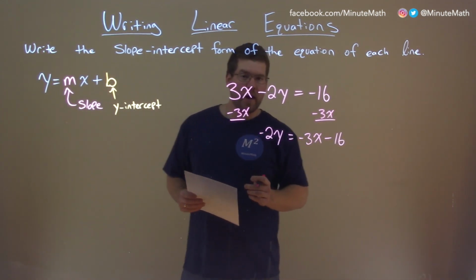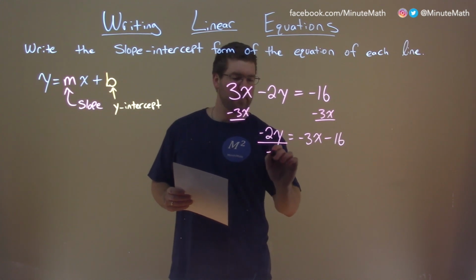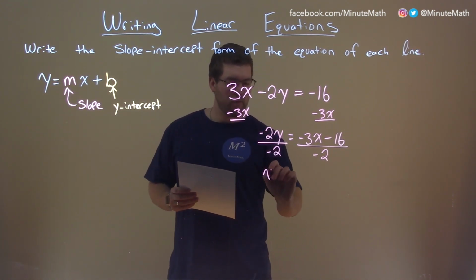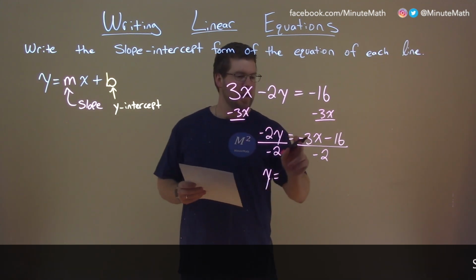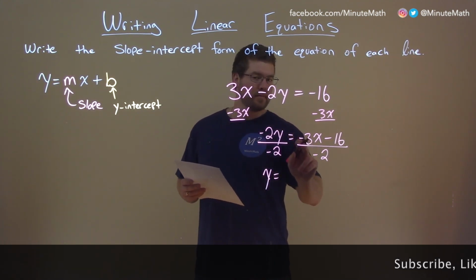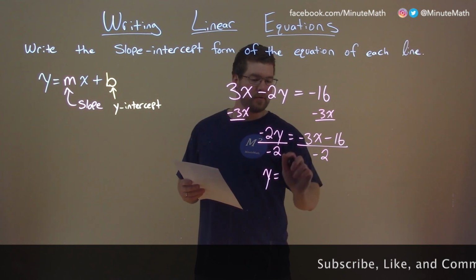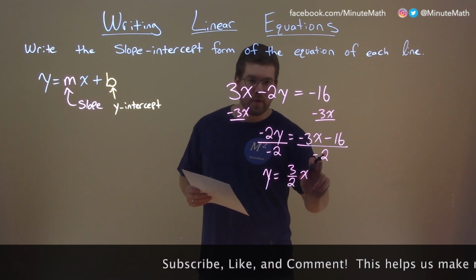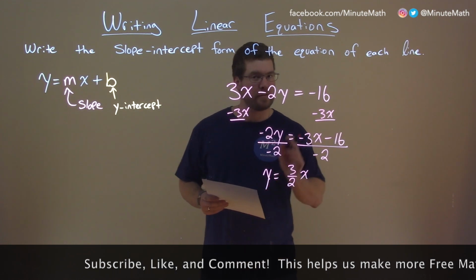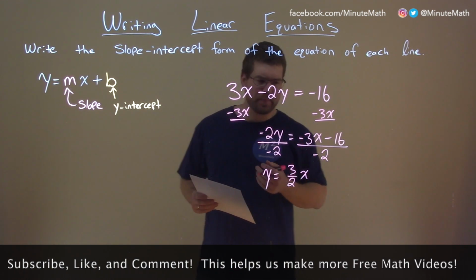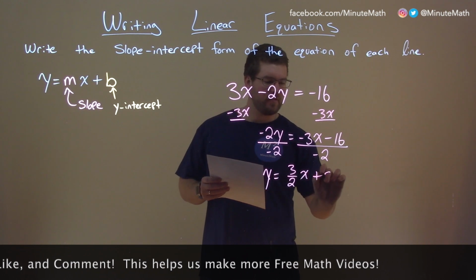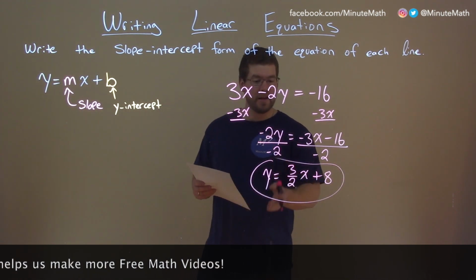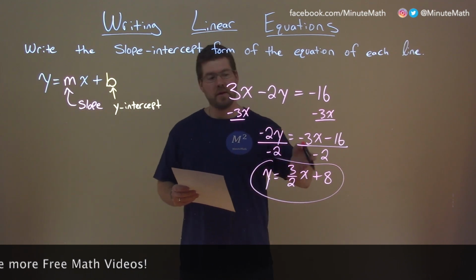We now have to divide by a negative 2, opposite of multiplication here, to both sides, leaving me y by itself. Negatives cancel out here, right, for the negative 3 and the negative 2, so we have 3/2 positive x, and remember, negative 2 needs to go into the negative 16, or minus 16. That becomes a positive 8, and our answer here is fairly simple. Y equals 3/2 x plus 8.